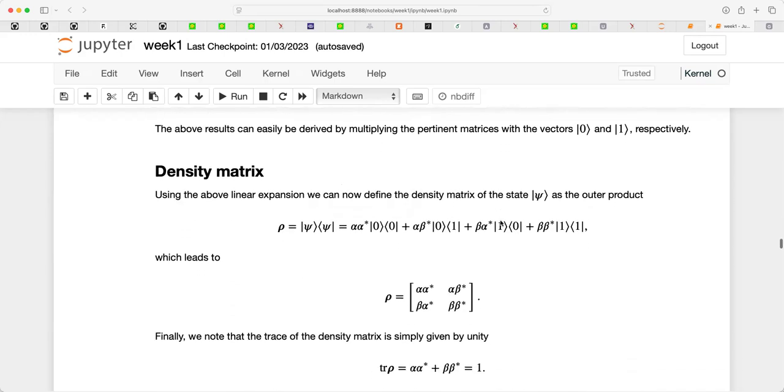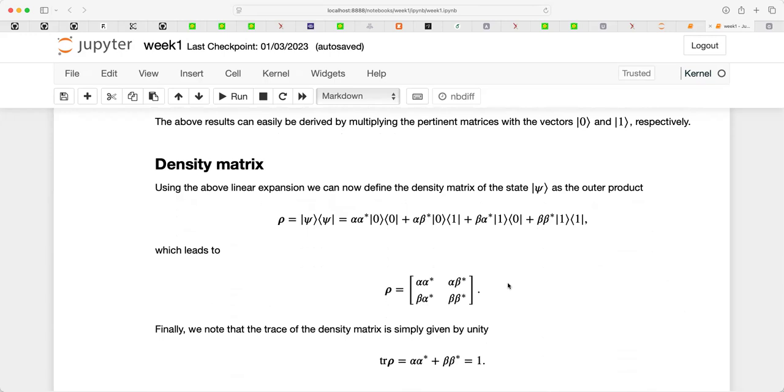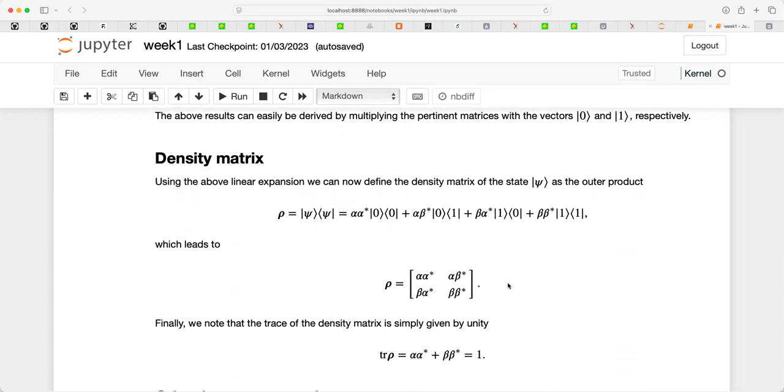Another quantity which we will play a lot with is the density matrix, because the density matrix is used as a measure of whether we have a so-called pure state or a mixed state, and also it is a quantity which allows us to calculate, let's say, the specific entropy of a system and the entropy of a subsystem.